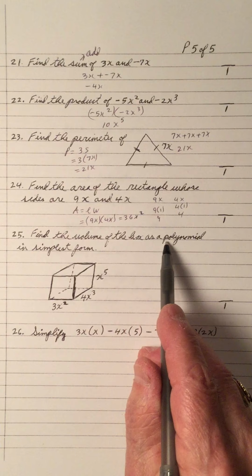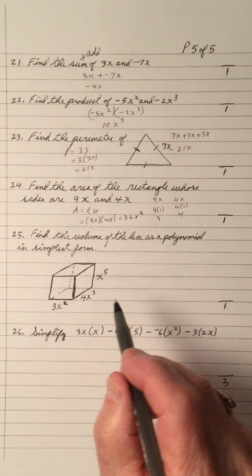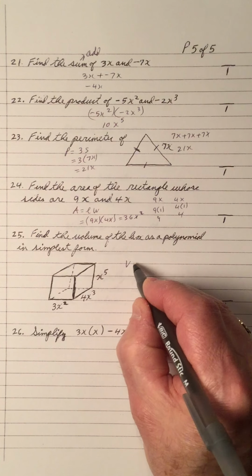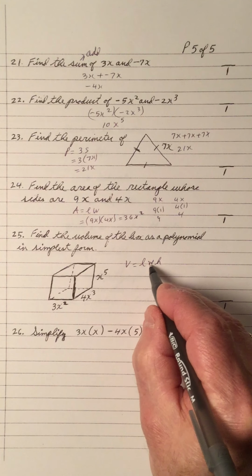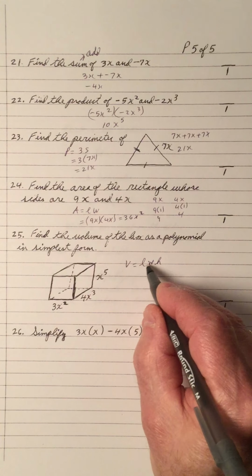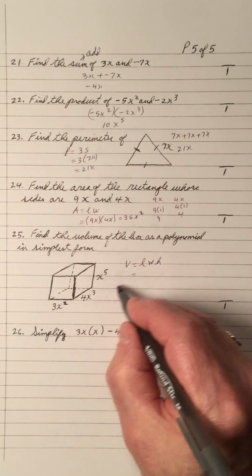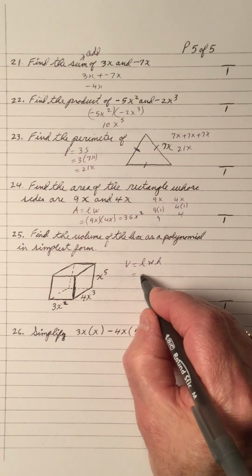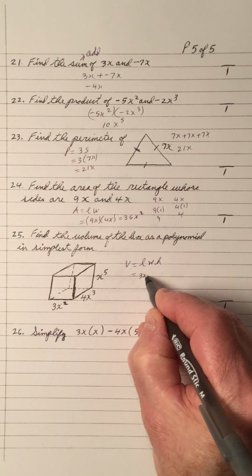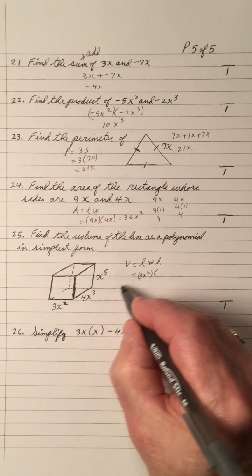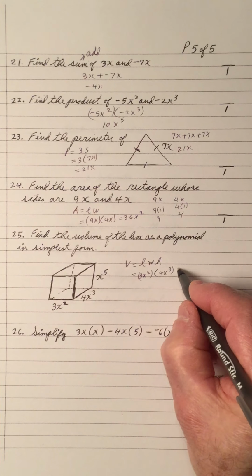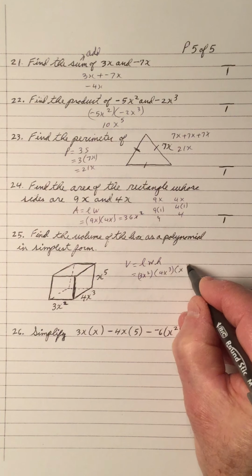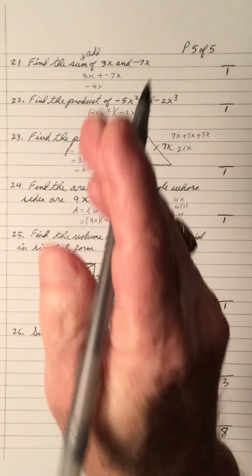Find the volume of the box as a polynomial in simplest form. So the volume is length times width times height. Note, there's no multiplication sign, it's understood. You take the length to be what you want. It could be 3x squared. The width could be this one. But the height, most people put as x to the 5 because in a box, the height is going up.